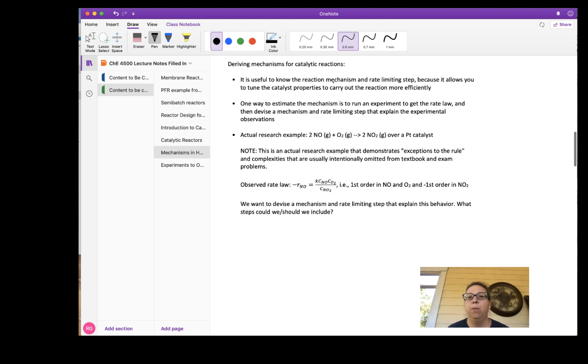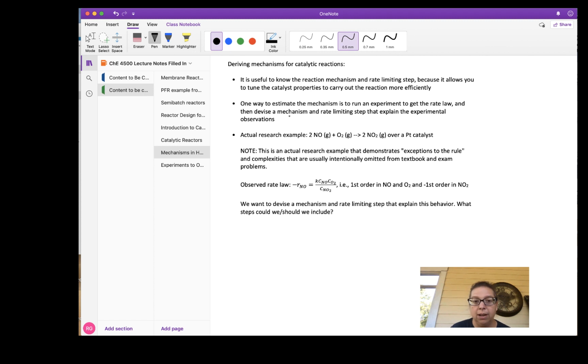So why are we talking about this? Because we want to be able to derive mechanisms for catalytic reactions. When we're dealing with catalytic reactions, it's useful to know the reaction mechanism and the rate limiting step because it allows us to tune the catalyst properties to carry out the reaction more efficiently. So if one of my surface reactions is rate limiting, maybe I can find a catalyst that would more efficiently carry out that reaction. I can switch catalysts, which would allow me to operate at a faster rate and hence produce more product.